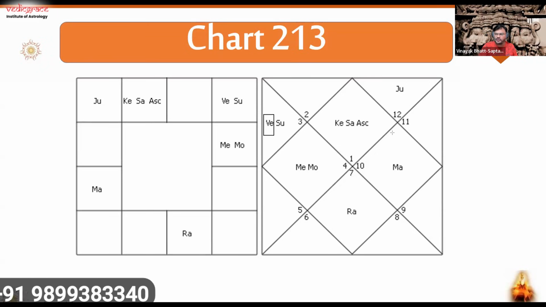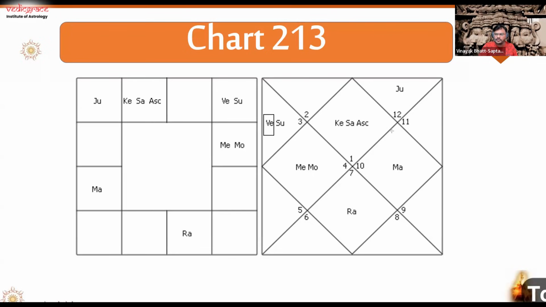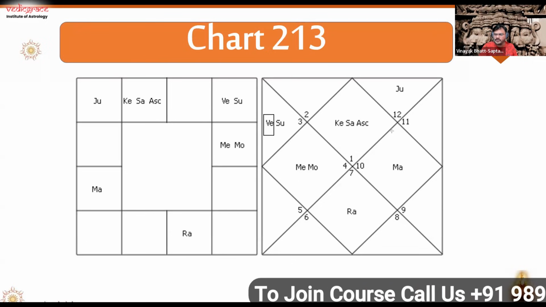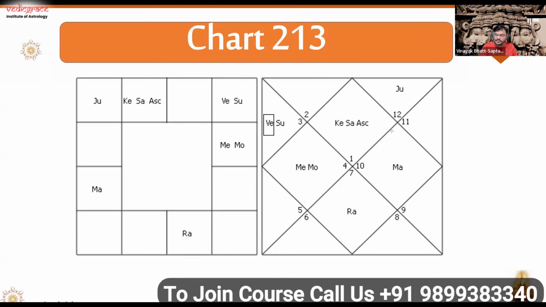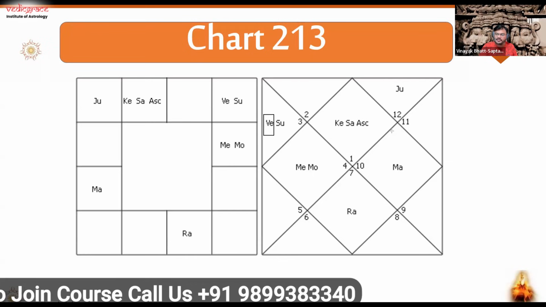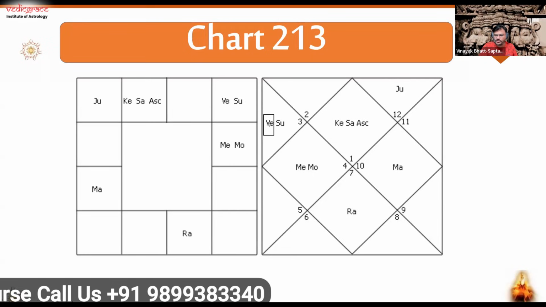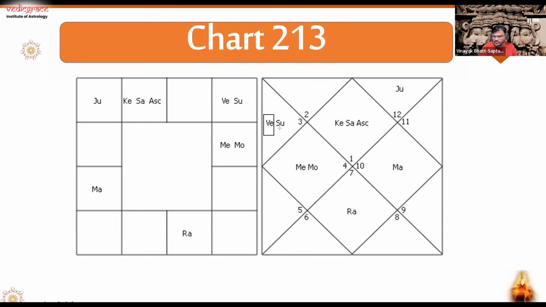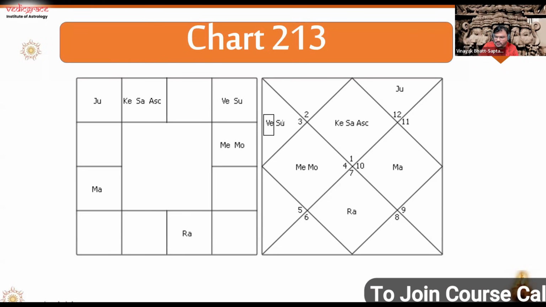So let's say this chart belongs to a female, for example, and I want to predict something about this female native. How should I start? The very first thing I will try to identify is the planet present with Venus, or the planets in the triangle. So with this logic, we have Surya, the Sun, and Venus. I will try to decode this combination first. Then I will make some predictions from this Venus-Sun combination.